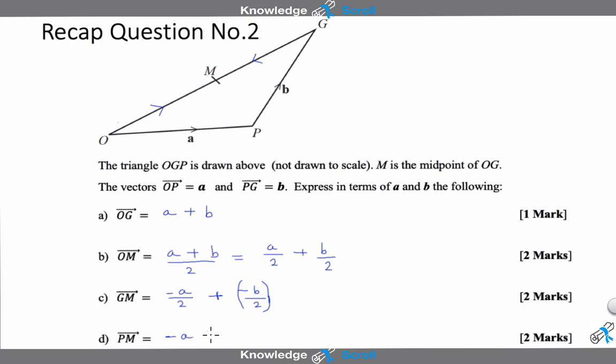And we worked out O to M in question B, and that answer was A on 2 plus B on 2. So negative A plus a half, again this is negative 1A, and you're adding a half to that. So when I simplify, my answer should be negative A over 2 plus B on 2, because that should stay the same in this case. So you get the same answer no matter which direction you travel in once you add the vectors together.